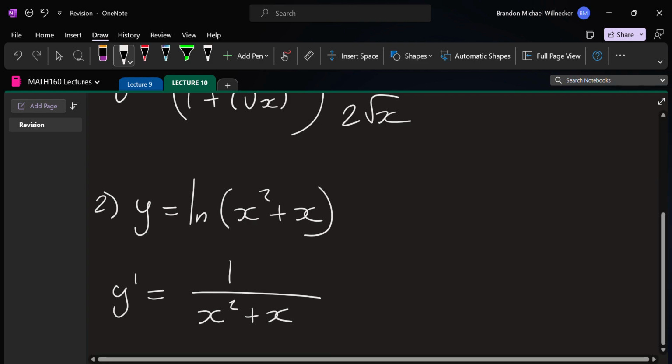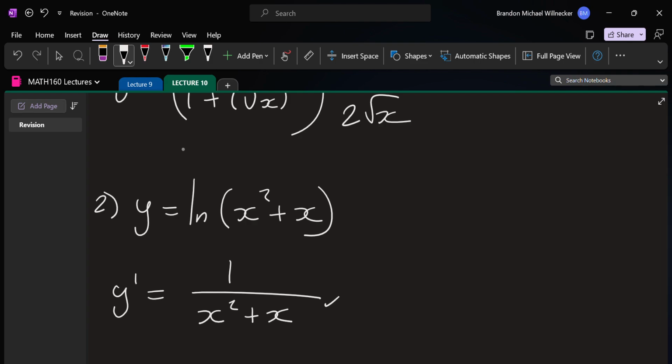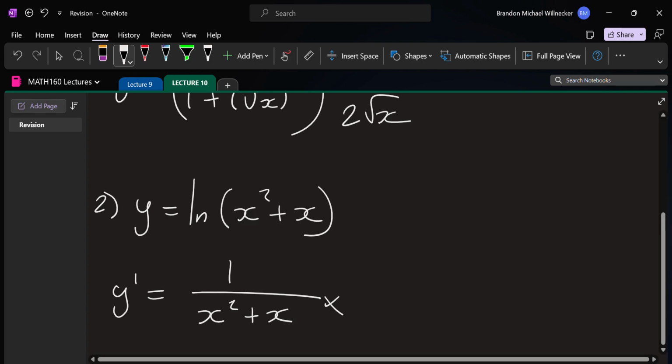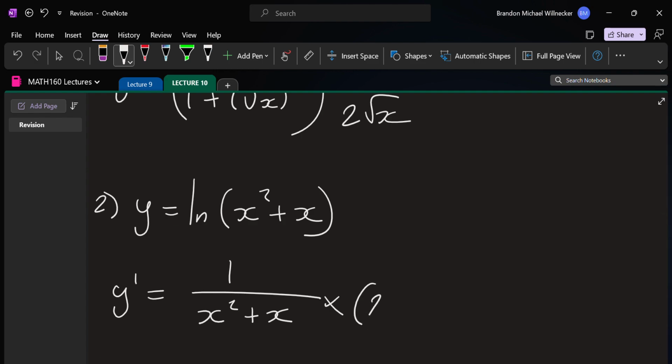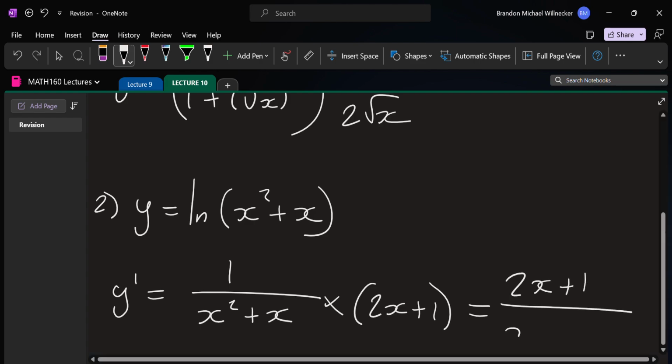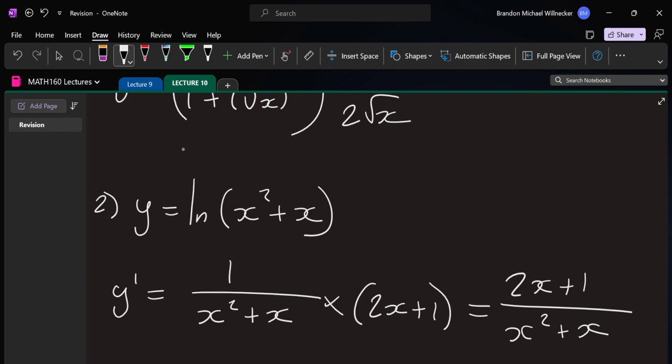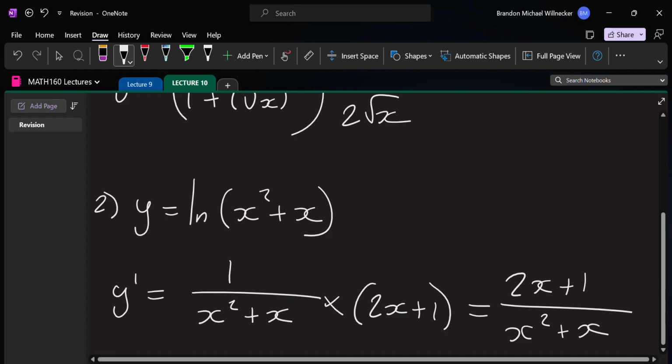That takes care of the outside function. Now we need to multiply by the derivative of the inside function. So the derivative of x squared plus x, that's going to be 2x plus 1. Okay, and you can write this together as a fraction if you want. So that's 2x plus 1 over x squared plus x. Okay, again, whenever there's a composition, you need to look at what the outside function is, how does that behave, and the inside function, how does that behave.